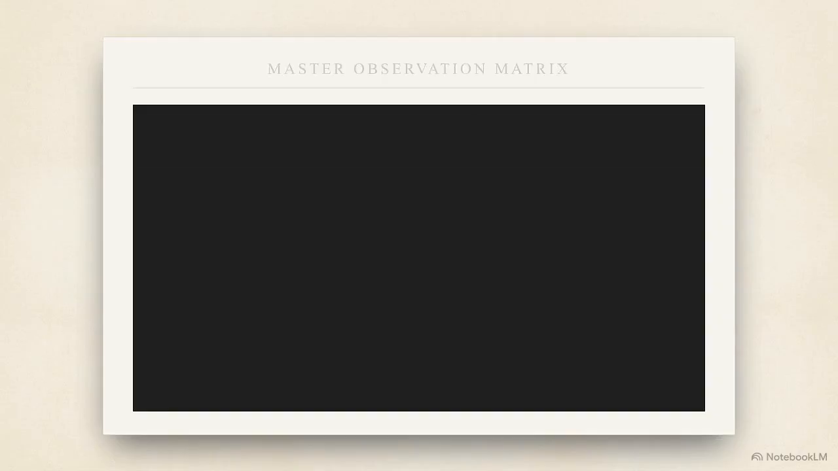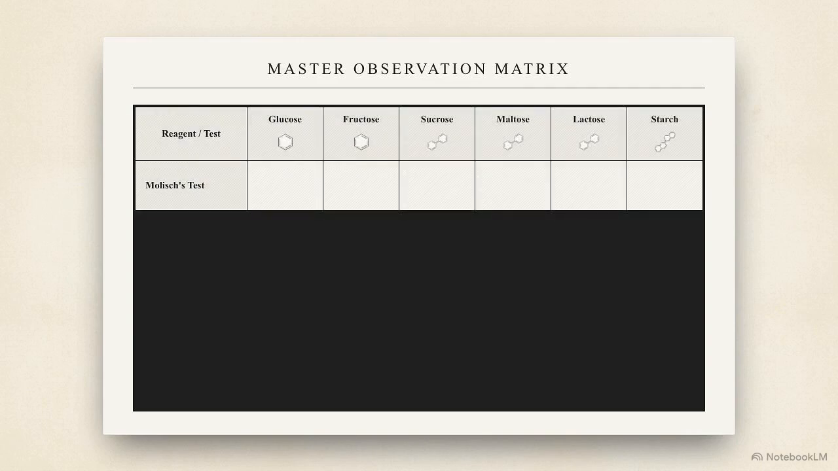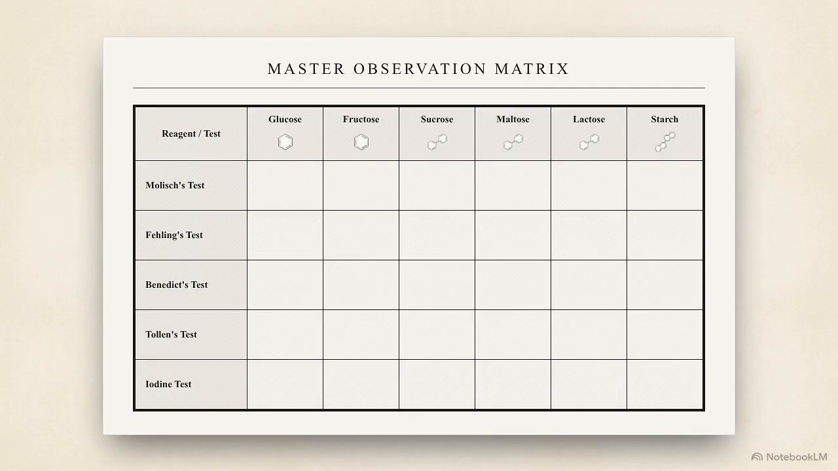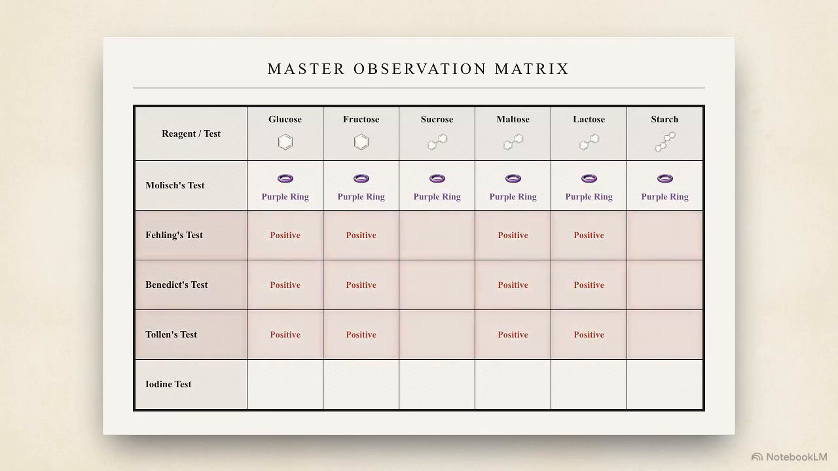To manage the findings from all 5 biochemical tests, we can organize them into a single observation table. The Molisch row demonstrates that every carbohydrate in our set, from simple glucose to complex starch, yields a positive purple ring. In contrast, the Fehling, Benedict, and Tollen rows show positive results only for the reducing sugars. Sucrose and starch are marked negative here.